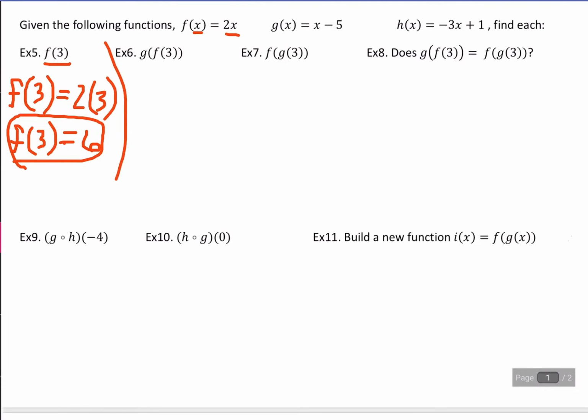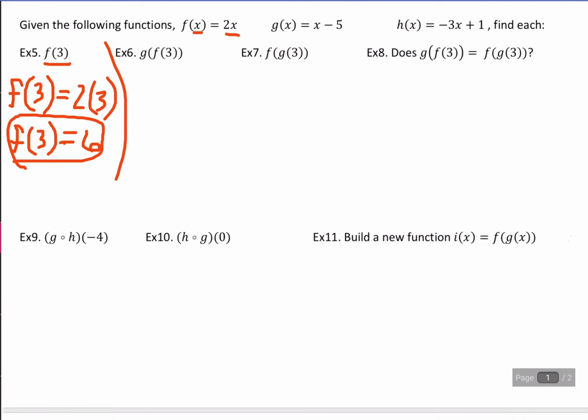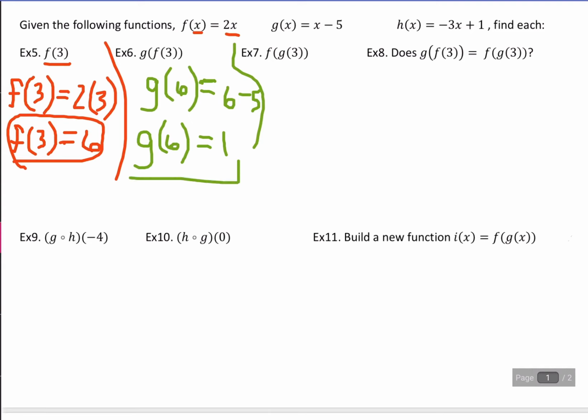Next, let's put 3 into the f function, and then we'll put it into the g function. So putting 3 into the f function, we already saw that, we got 6 out. So now let's put that 6 into the g function. The g function is x minus 5, so 6 minus 5 gives us 1. So g of 6 is 1. So g of f of 3 equals 1.